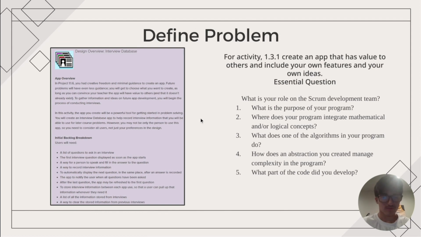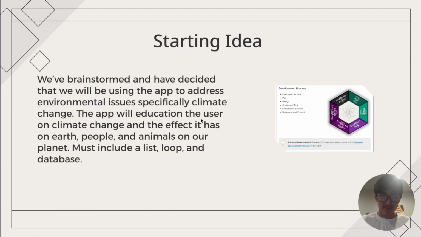Define the problem. The problem was we needed to make an app that helps. We need to make an app that basically informs the reader, so an informative app. And we needed a loop, we needed a list, and we needed a database.